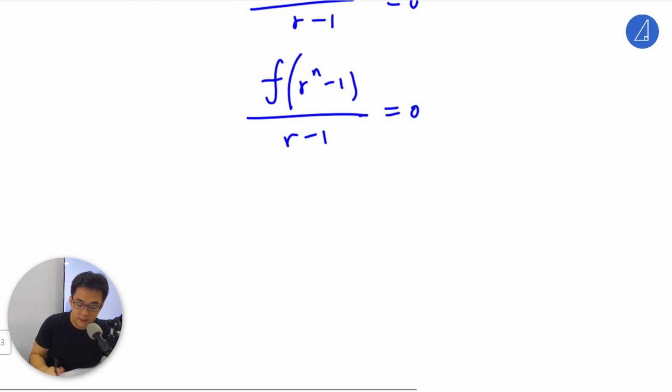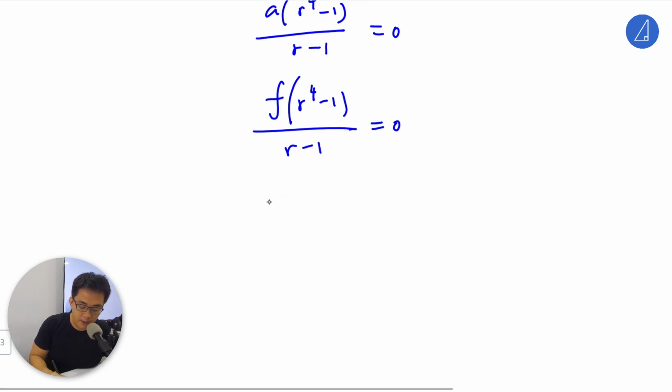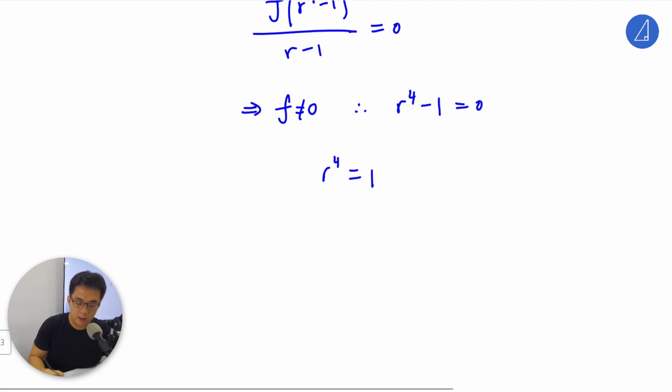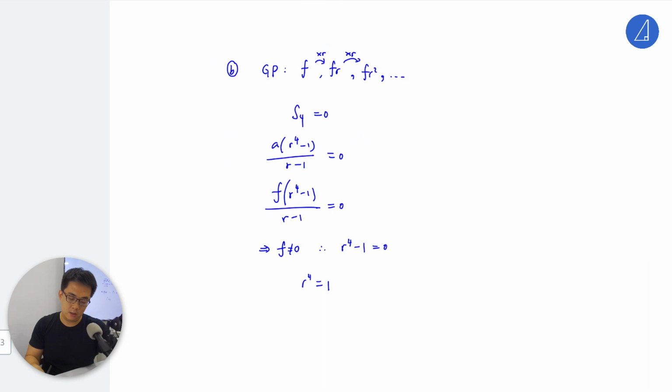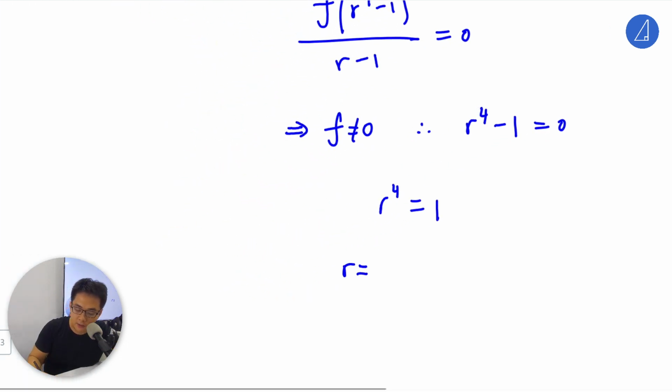So by solving this, S4, sorry, this n is 4. Okay, great. So in this case, we know that F is not equal to 0. So we know R^4 minus 1 equals 0, so R^4 equals 1. So in this case, what we get is R is equal to 1 or minus 1, right?